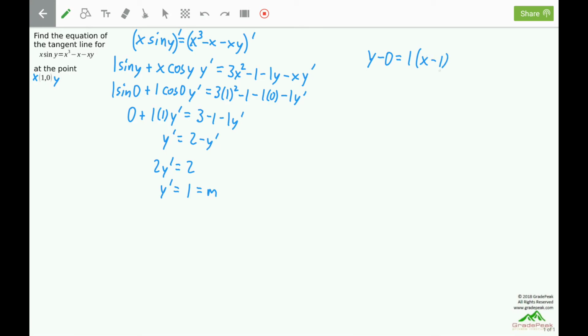We want to turn this into the slope-intercept form where we solve for y. This is done by distributing the 1 in on the right side, and that will give us x minus 1. And then add the 0 over, but the 0 is not going to change anything. It can just be ignored. And we have the equation of the tangent line will be y equals x minus 1.